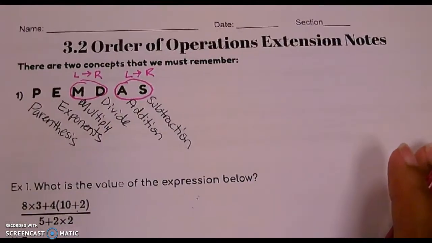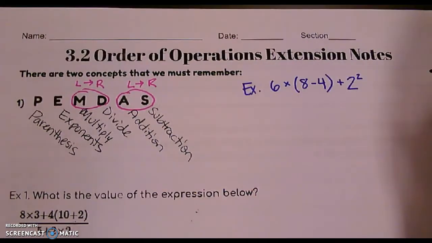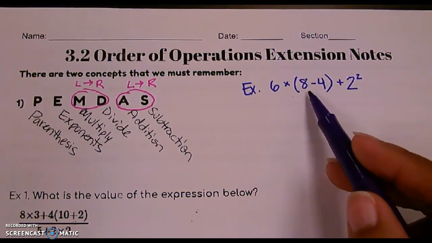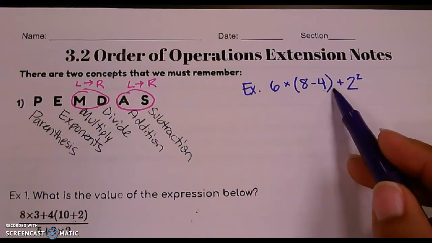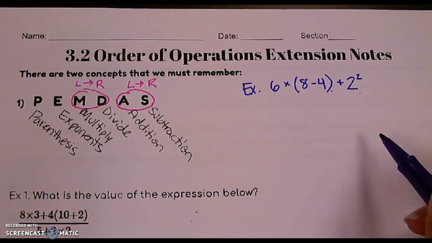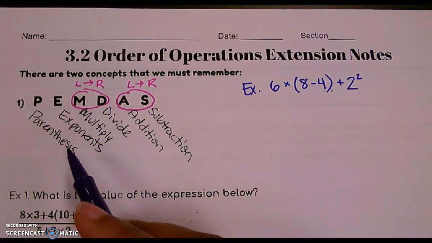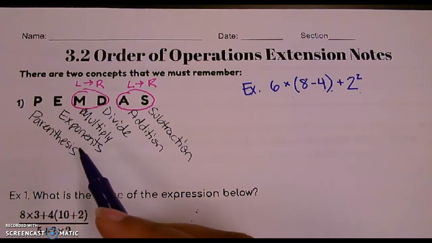Now let's take a look at an example problem. I want you to write this one down. We have 6 times parentheses 8 minus 4, close parentheses, plus 2 to the second power. The first thing I'm going to do is look at PEMDAS. The first thing that comes first is to solve what's in parentheses. Everything else I'm just going to bring down.